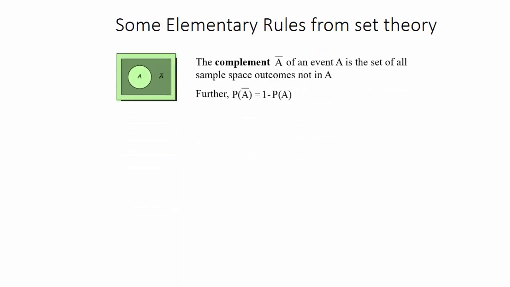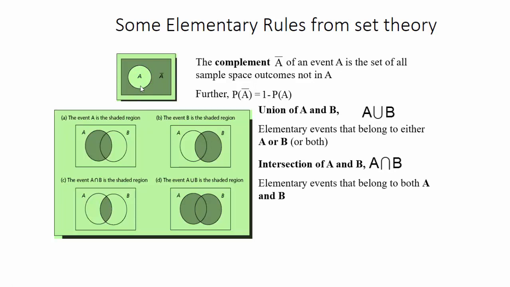Here is a recollection. Complement of A are those set of events which belong to the universal set but do not belong to the set A. The union of sets, A union B, represents those elements which belong to A or B together. The event A union B is shaded in the region here.